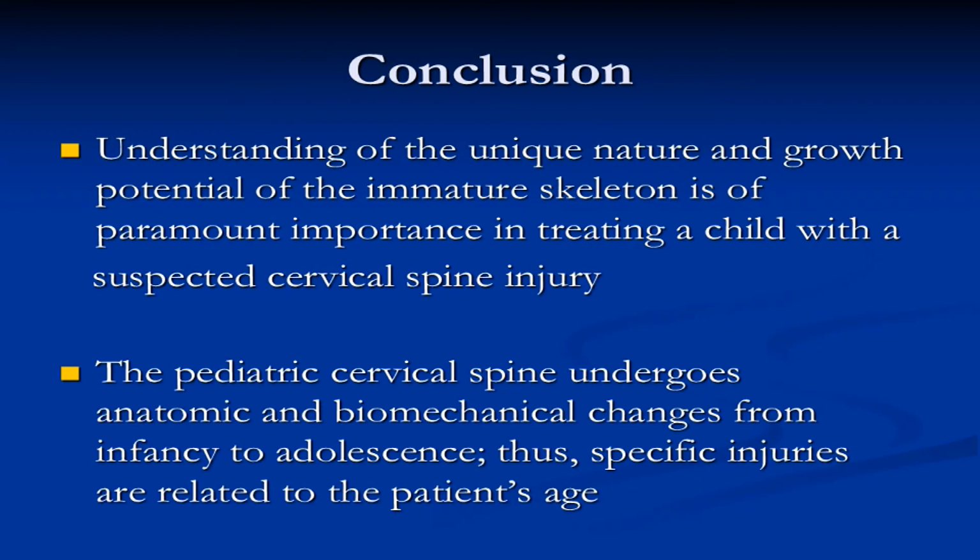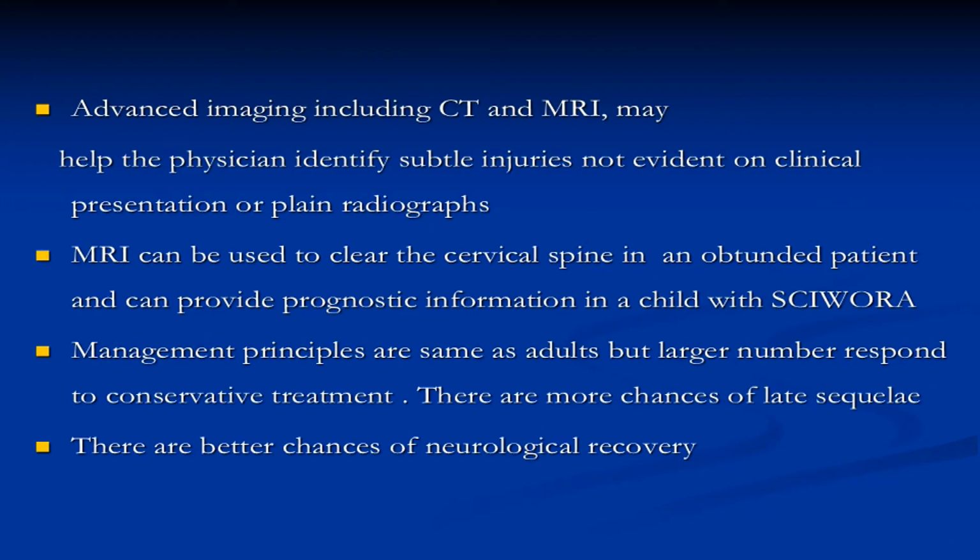Now, to conclude, understanding of the unique nature and growth potential of the immature skeleton is of paramount importance in treating a child with a suspected cervical spine injury. The pediatric cervical spine undergoes anatomical and biomechanical changes from infancy to adolescence. Thus, specific injuries are related to the patient's age. Advanced imaging may help the physician identify subtle injuries not evident on clinical presentation or plain radiographs. A high index of suspicion should be maintained.